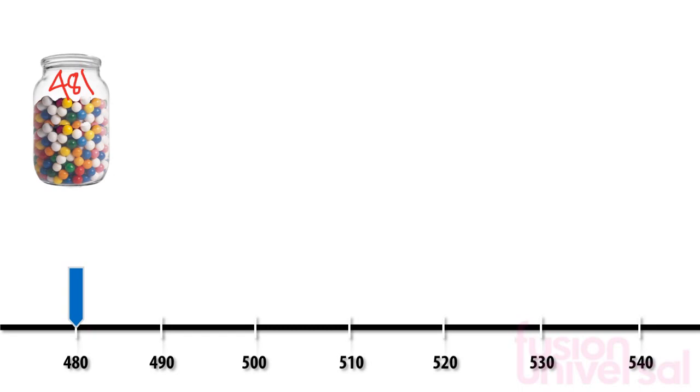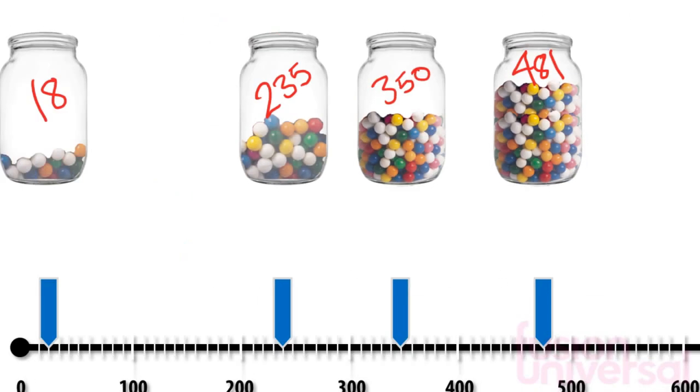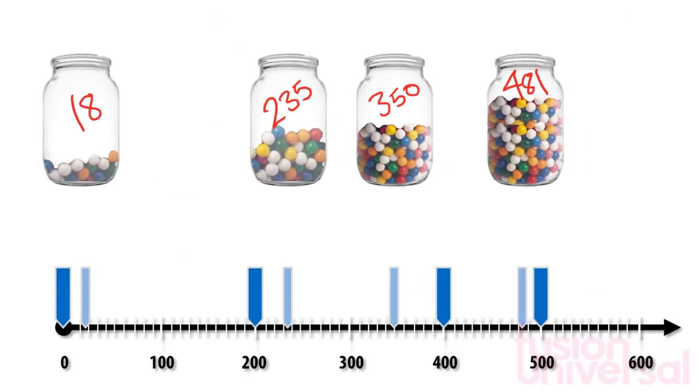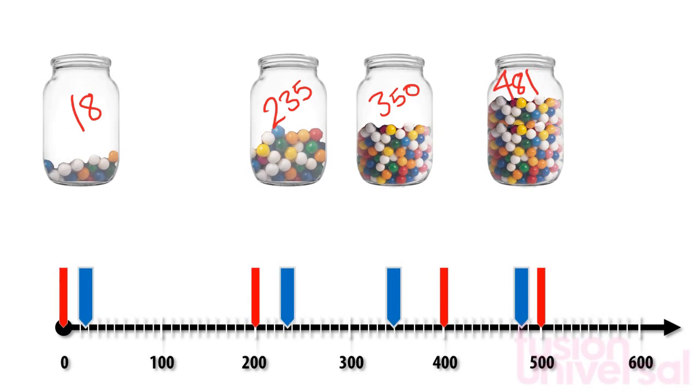Let's recap. If we round the number of sweets to the nearest 100, they look like this. But if we round them to the nearest 10, they look like this. Sometimes you might round up to the nearest 100, but round down to the nearest 10, or the other way around.